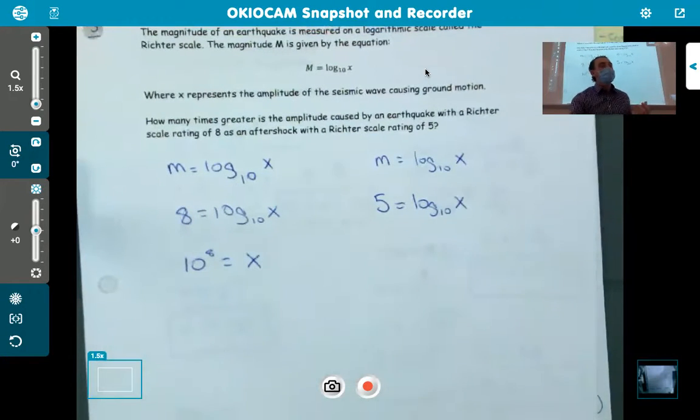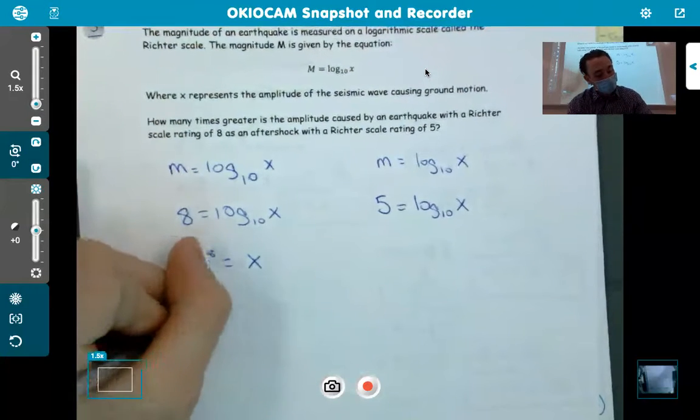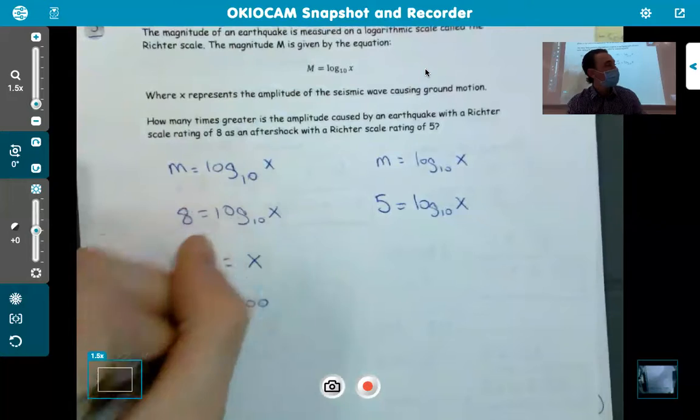Ten to the 8th power just means it's 8 zeros with a 1 in front of it. So it's 100 million. Okay.